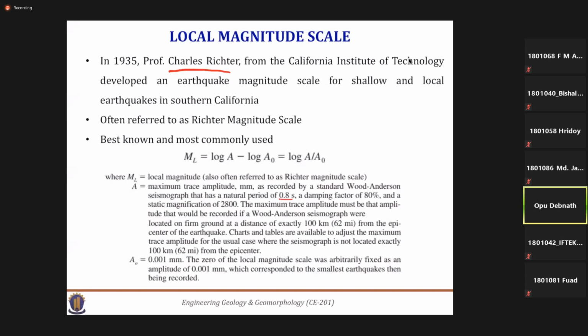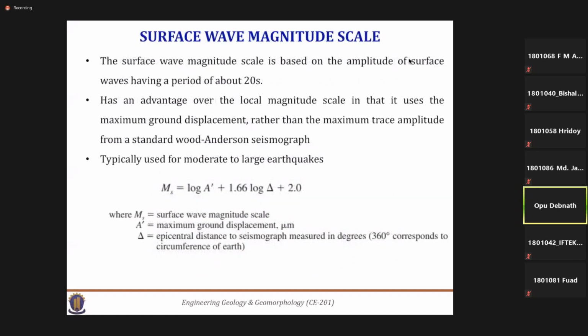So A is the maximum trace amplitude, and A naught is the zero of the local magnitude scale, which is arbitrarily fixed. This is a more or less fixed common constant value, 0.001, corresponding to the smallest earthquake. So this is the local Richter scale, and another is the surface wave magnitude scale. This scale is based on the amplitude of a surface wave having a period of 20 seconds. That means for a surface wave, we will record up to 20 seconds, and the maximum amplitude will be taken.